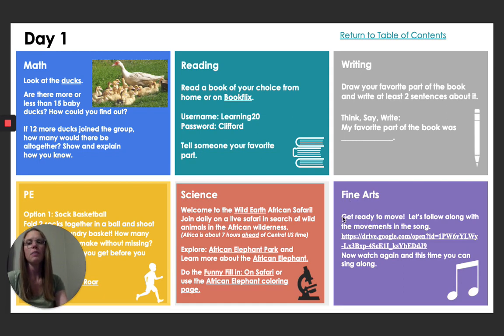If you look in the upper left-hand corner in this blue box, it says, look at the ducks. Are there more or less than 15 baby ducks? How could you find out? And then after you do that, they want you to imagine 12 more ducks joining the group. How many would there be altogether? Show and explain how you know.